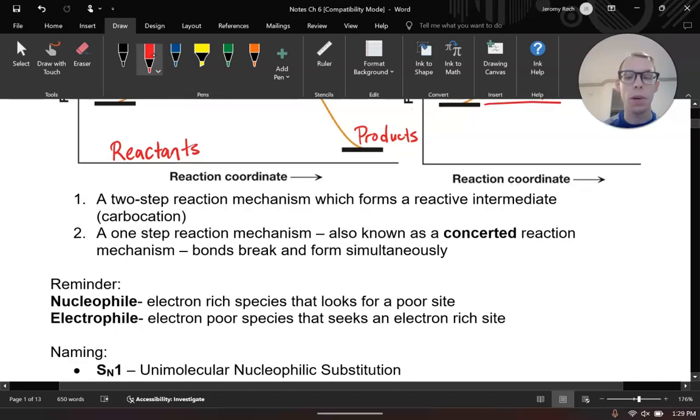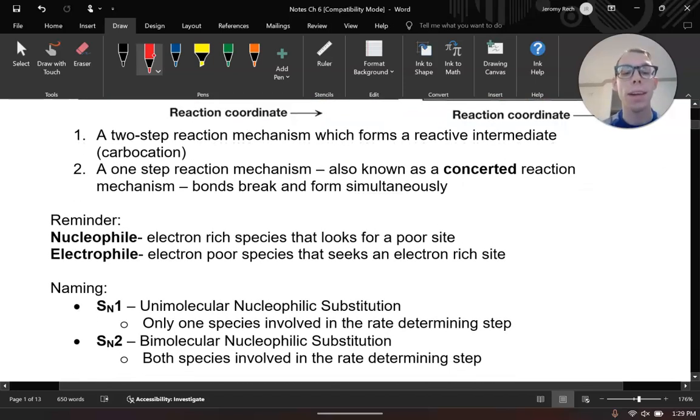Now, a few other quick reminders. Your nucleophile is going to be your electron-rich species. A lot of times when you're thinking about your nucleophile, you're going to be thinking about things that have a negative charge. You don't have to. You can just have a lone pair that can act as a nucleophile, but a lot of times we'll see things that have negative charges. And electrophiles are your electron poor.